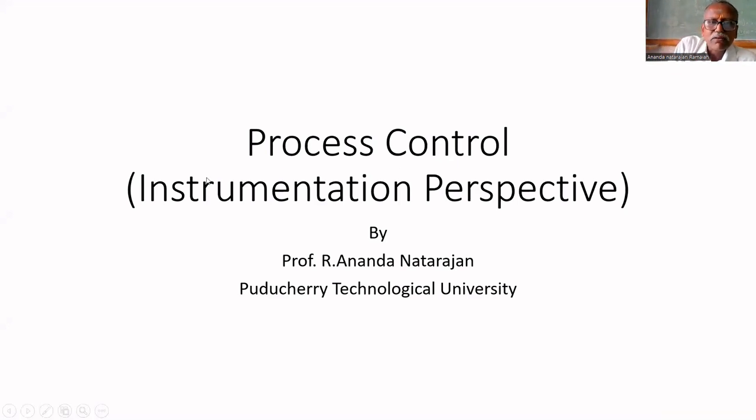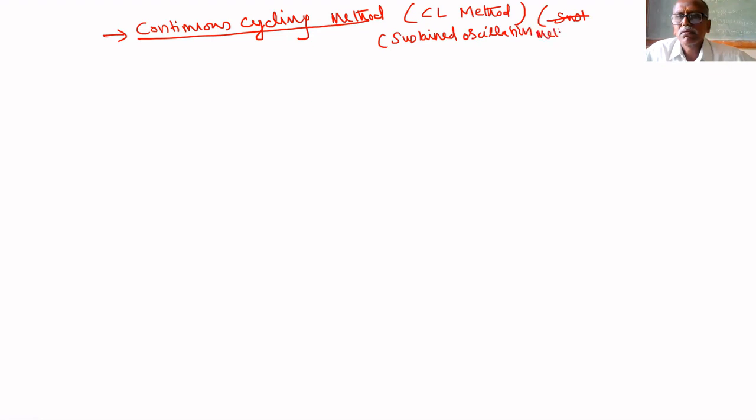Optimum control settings for PID controller. Another method of tuning is the continuous cycling method, or closed loop method. Another name for this is the sustained oscillation method.